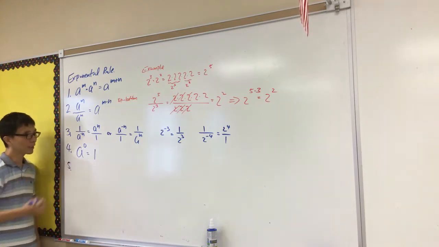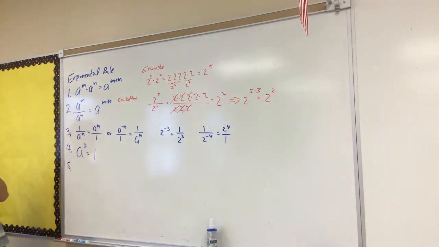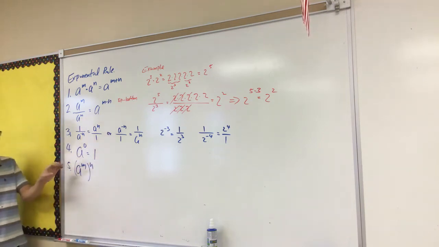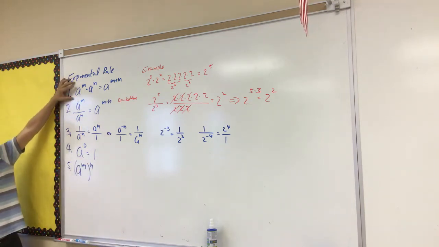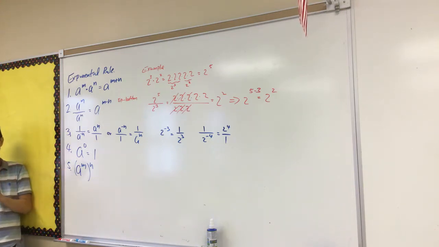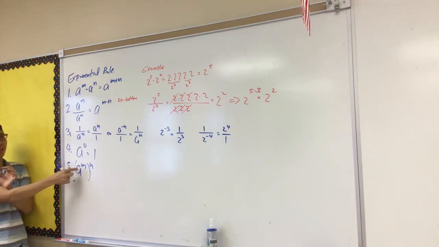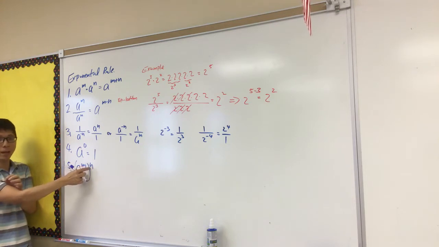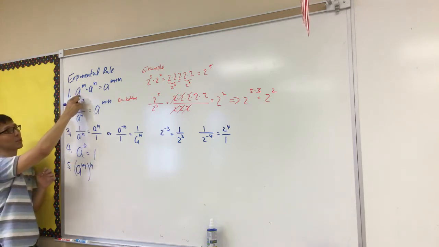The fifth rule, the last rule, is a to the m to the n power. So what's the difference between these two? This one has parentheses. Right, the parentheses make a difference. So how would I read it? It's actually a to the m, to the n power. So they are a power to a power. And this one is just two together.